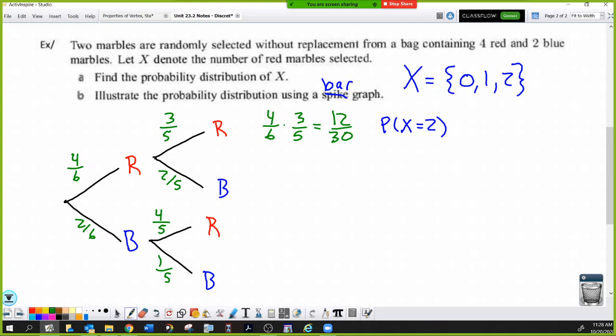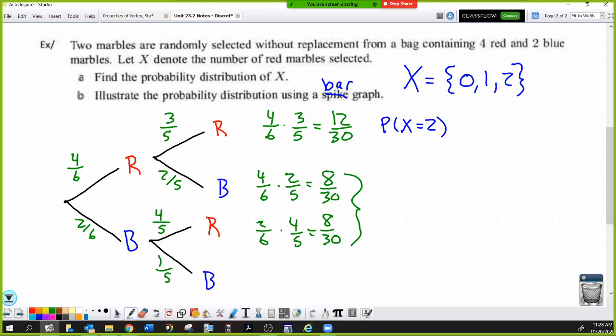If you go red then blue, 4/6 times 2/5, it gives me 8 out of 30. But that is not the only way of pulling 1 red marble, because I could have gone down the blue-red branches, which would be 2/6 times 4/5, which, as it turns out, is still 8 out of 30. You see, these 2 are an OR statement, and they constitute the probability that X equals 1, because the red marble could have been first, or it could have been second.